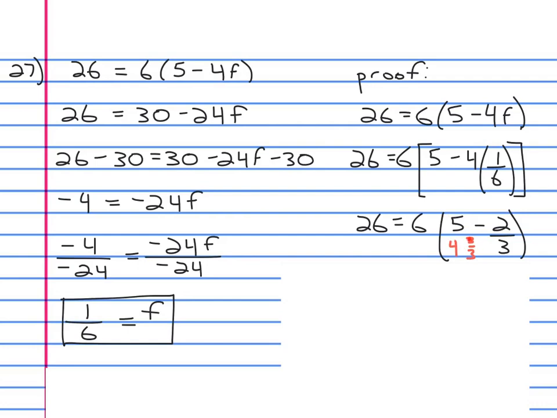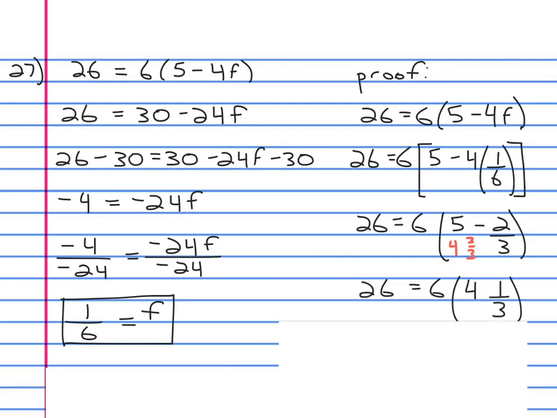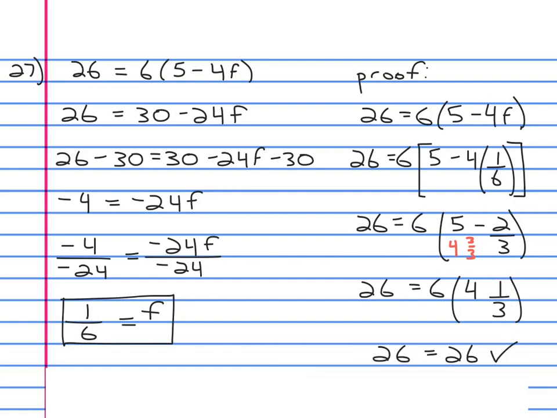Now, this 5 minus 2/3, or 4 3/3 minus 2/3 would be 4 1/3. So we now have 26 equals 6 times 4 1/3. Okay, and doing this in parts, 6 times 4 is 24, and 6 times 1/3 makes 6/3. 6/3 is the same as 2, right? Because 3 goes into 6 exactly 2 times. So we've got 24 plus 2 more equals 26. 26 equals 26. Okay, and check, and we're done.